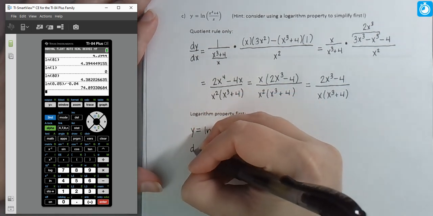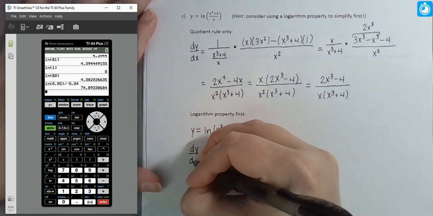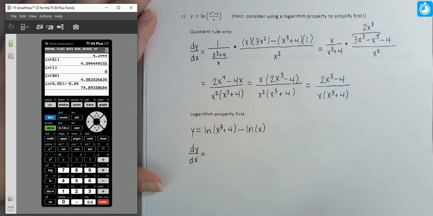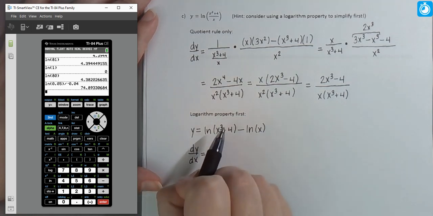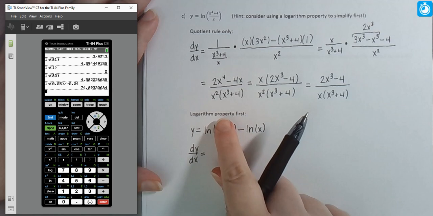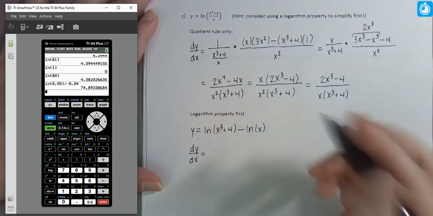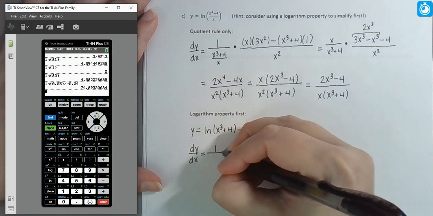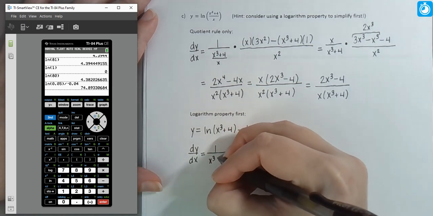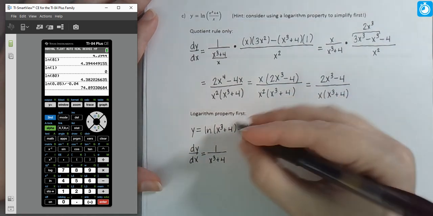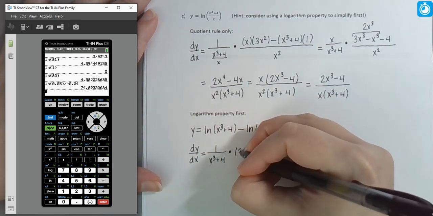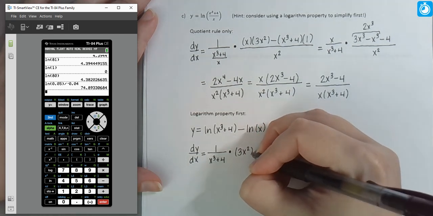So now let's differentiate using this version of the function. And we will get to the same answer, it's just going to look slightly different in the middle of the problem. So for our first term, natural log of x cubed plus 4, the differential rule says it's going to be 1 over whatever's inside the logarithm. So 1 over x cubed plus 4 times the derivative of the inner function, so times 3x squared.